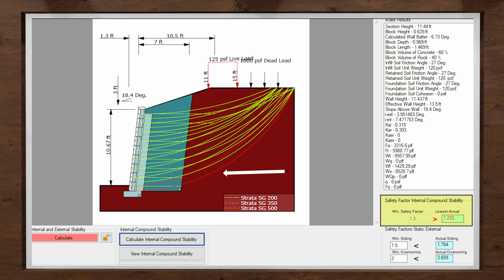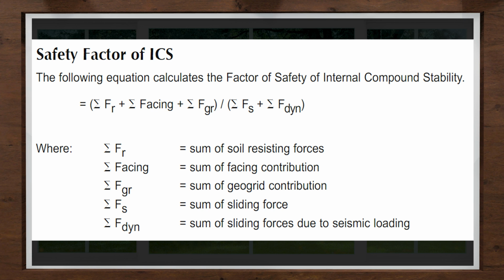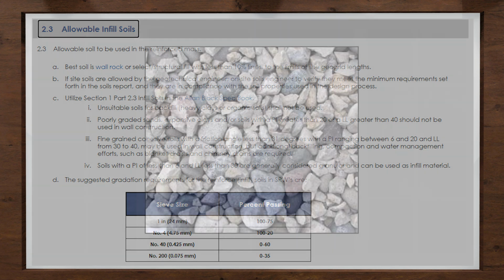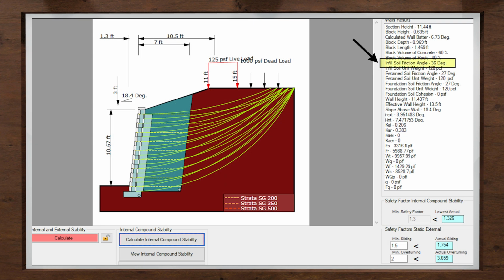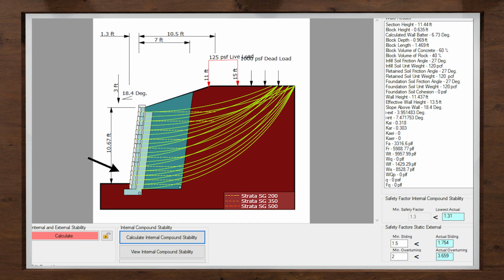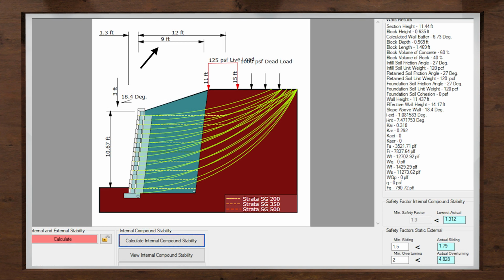But what can I do within AB Walls if the results are below the industry minimums? Internal compound stability functions as a ratio of the resisting forces versus the forward sliding forces. So if I want to raise the amount of resistance or decrease the sliding force, I can do this in four ways. First, I could bring in a better backfill material with a higher friction angle, decreasing the sliding force experienced by the wall. Second, I could add more layers of grid and tighten the spacing between layers, so the slip arcs have to pass through more grids and distribute the load. Third, increase the geogrid lengths into the retained soil to drive the worst case slip arc deeper into the hillside.